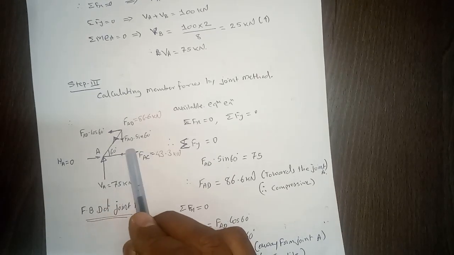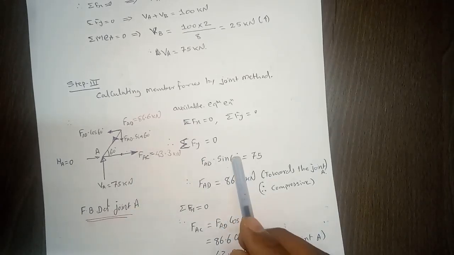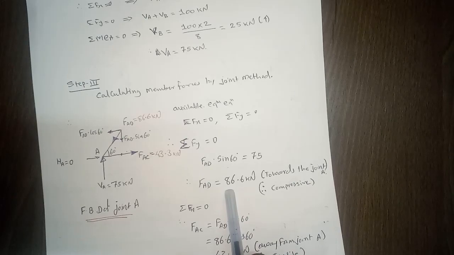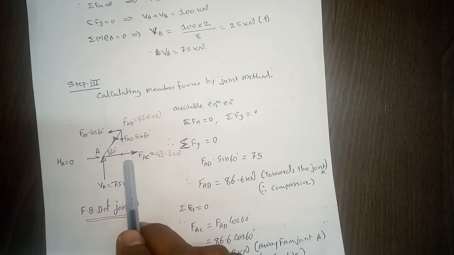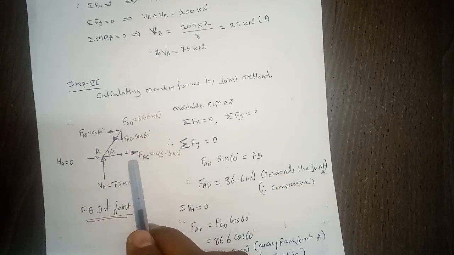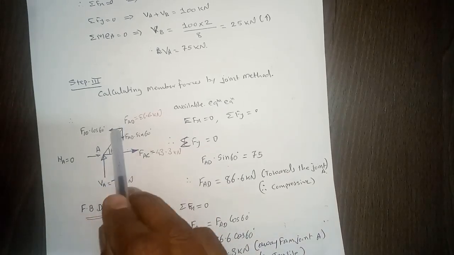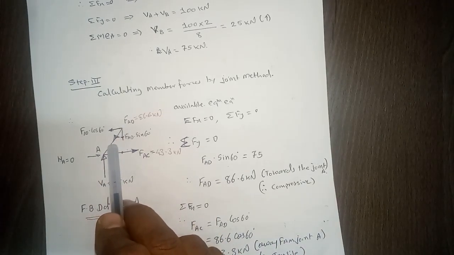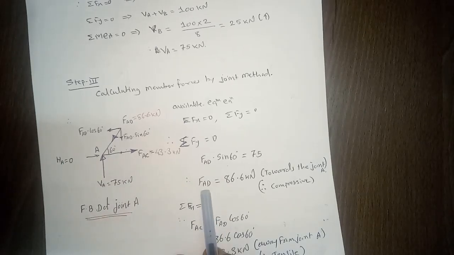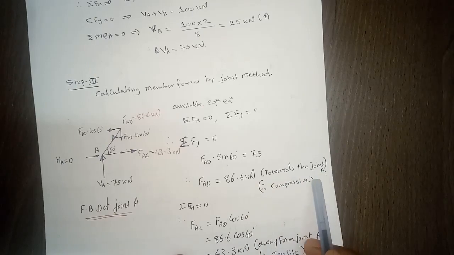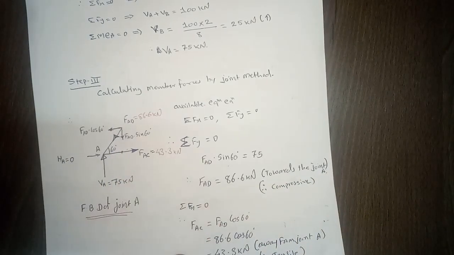So you can assume the direction away from the joint, or you can assume it towards the joint. When you calculate, if you get a positive answer, then the direction we assumed is correct. If we get a negative answer, then you have to change the direction. Since we got a positive answer, whatever direction we assumed is correct, right? Since VD is 86.6 kilonewton towards the joint A, it should be a compressive force.